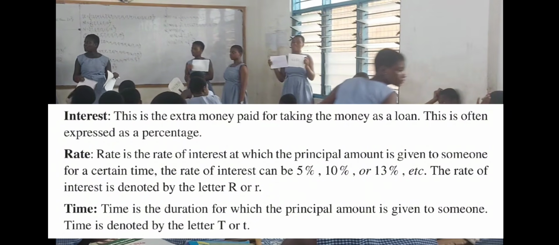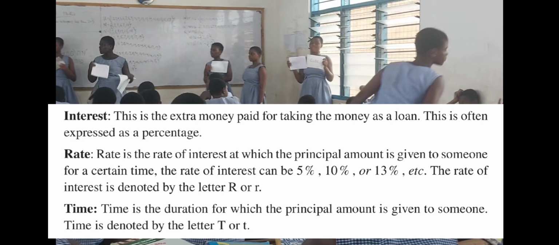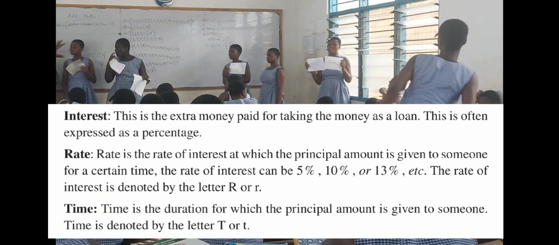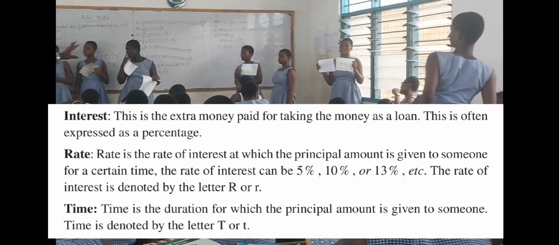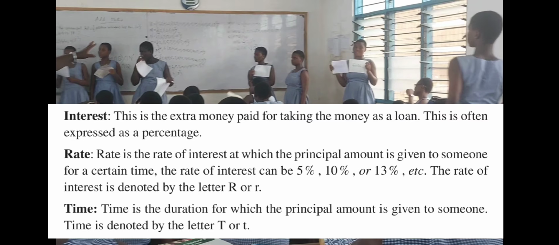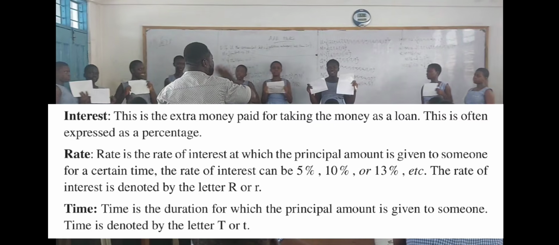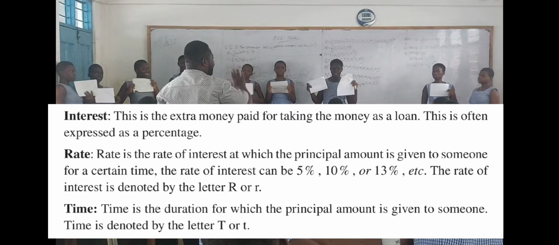Time. Time is the duration for which the principal amount is given to someone. Time is denoted by the letter T. That is capital T or small t.